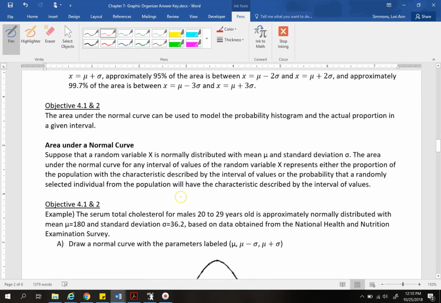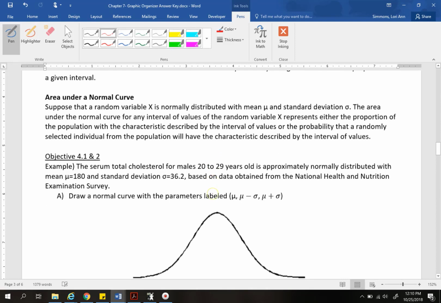The area under the normal curve can be used to model the probability histogram and the actual proportion in a given interval. So we're going to work on that next. Suppose that a random variable x is normally distributed with mean mu and standard deviation sigma.